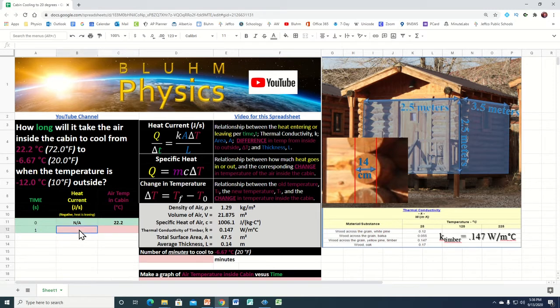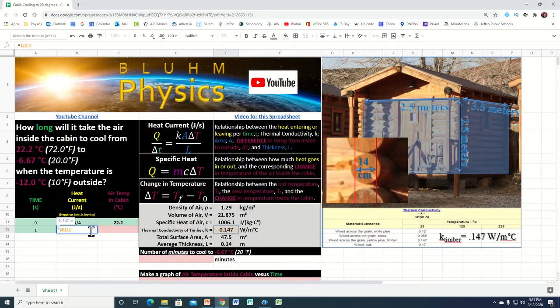All right, let's see if we can do this. Let's go ahead and calculate how much heat is going to be leaving that cabin during the very first second after the heater turns off. So it's going to be a formula, and we're calculating heat current. So we have to use the coefficient of thermal conductivity. That's this number there. I'm hitting F4 on my keyboard.